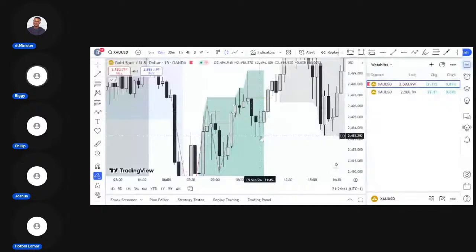But what did the candle now do? We now have another beautiful SCOB. The wick of this candle took out the low of this candle, and then it closed bullish, signifying to us that we have momentum on our side.